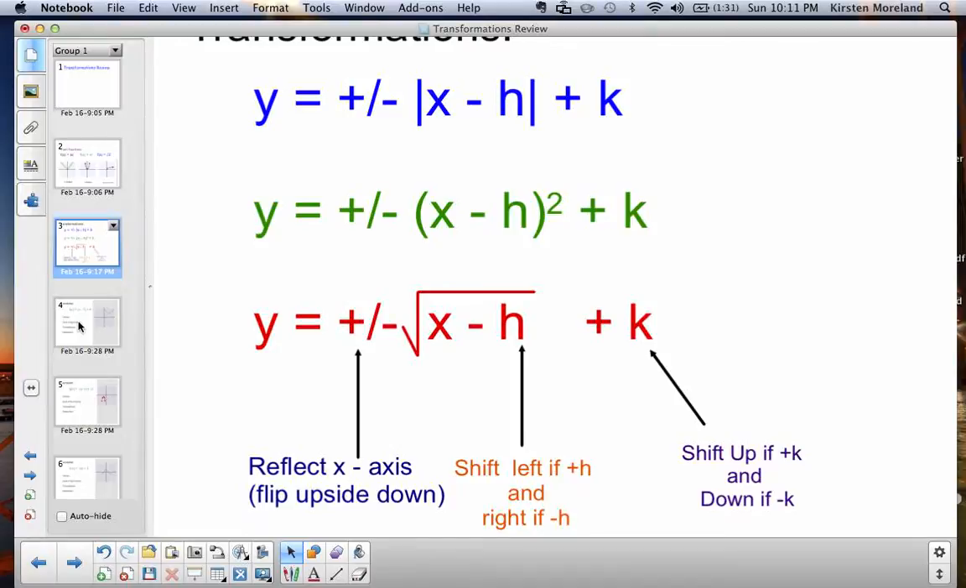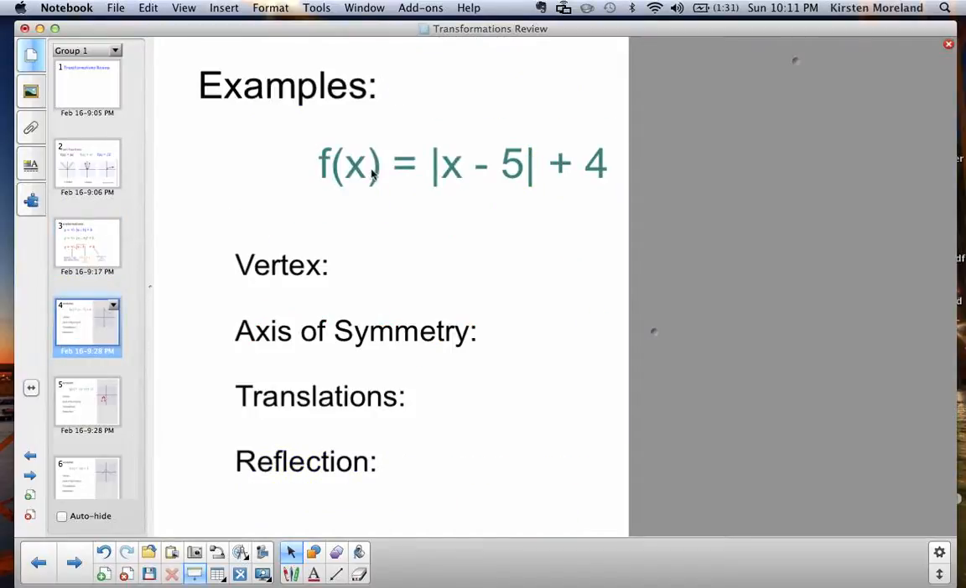So now we're going to get into some examples. Our first example here is the absolute value of x minus 5, plus 4. To get the vertex, you look at the inside and you say, well, it's a negative 5, but remember it's the opposite. So that means the x-coordinate of the vertex is positive 5. The y-coordinate of the vertex is just what it says, so the vertex in total is at the point 5, 4.